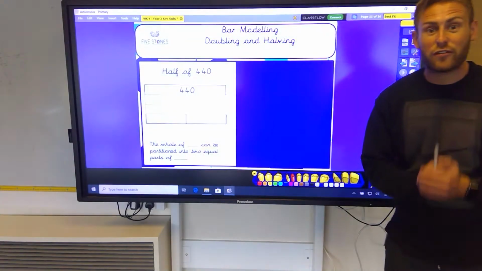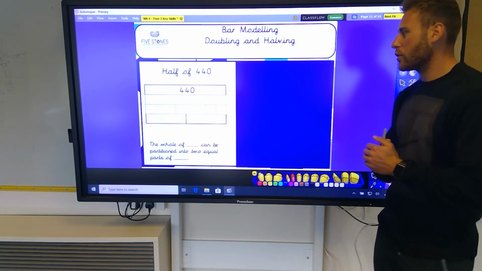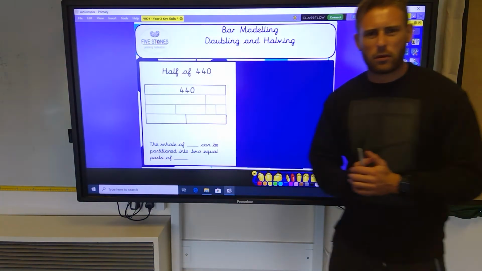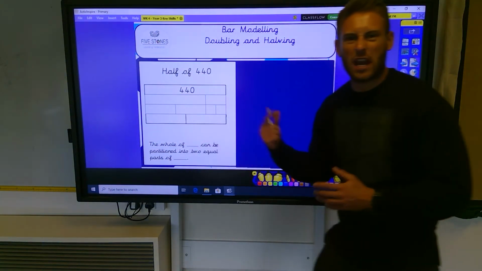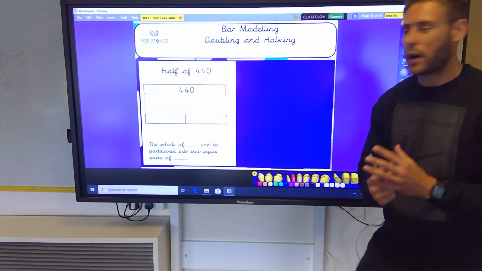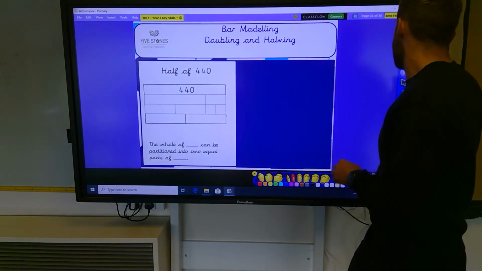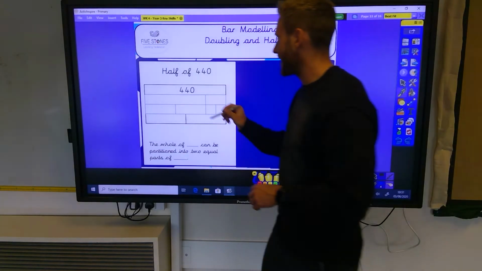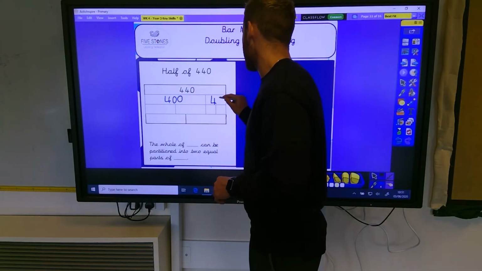So we're going to do half of 440 now. Half of 440. What 2 equal parts do you think there will be? Is there going to be 2 equal parts? We're not quite sure yet. Let's break them down into manageable parts before we get them into our equal parts. So 440, I can hear 400, that sounds like a manageable number, and so does 40.